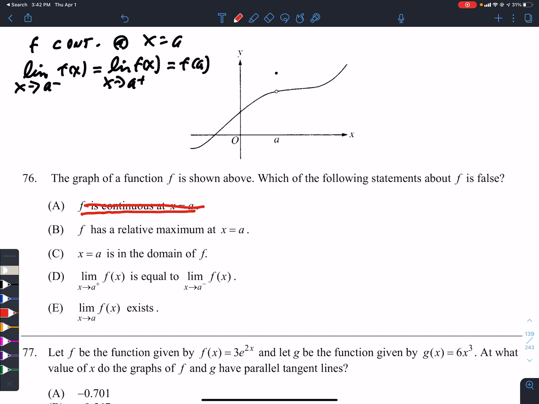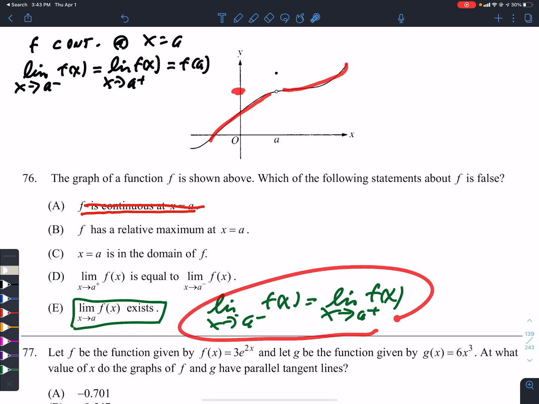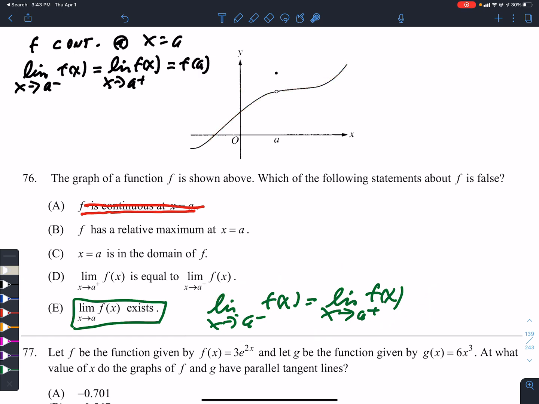Let's continue on with some of these other ones. I'm going to skip B for right now, and we'll talk about that. So next one we want to look at is the limit exists. For the limit to exist, what that means is the limit as x approaches a from the left must equal the limit as x approaches a from the right. We can see as I approach from the left, it approaches a y value. As I approach from the right, it approaches the same y value. Since those are equal, it exists. So that is true.